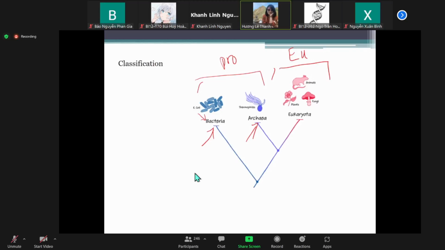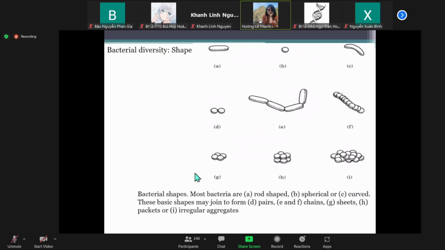For the bacteria, they are really diverse in their shape. Most of them are rod-shaped, spherical, or cup-shaped, and they may join together to form pairs, chains, cells in packets, or irregular aggregates. So they are really diverse in shape.